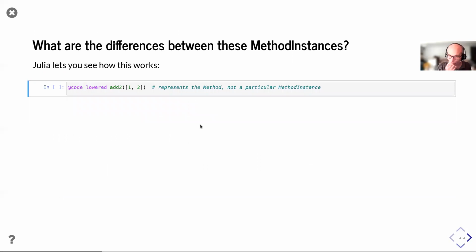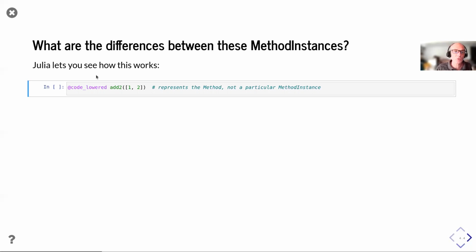Okay, so what are the differences between these different method instances? Julia's created 3 method instances for the 3 different types of objects that we've passed into it. What are they actually? What are they under the hood? How are they related to one another? Julia will actually let us see that as well.